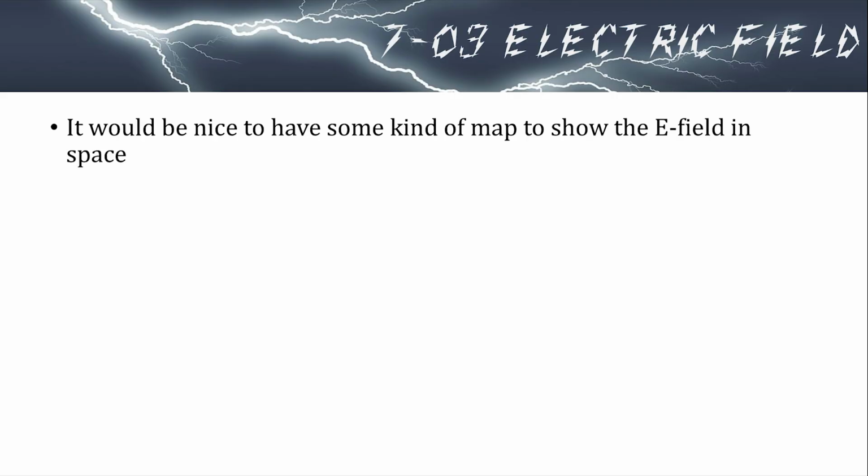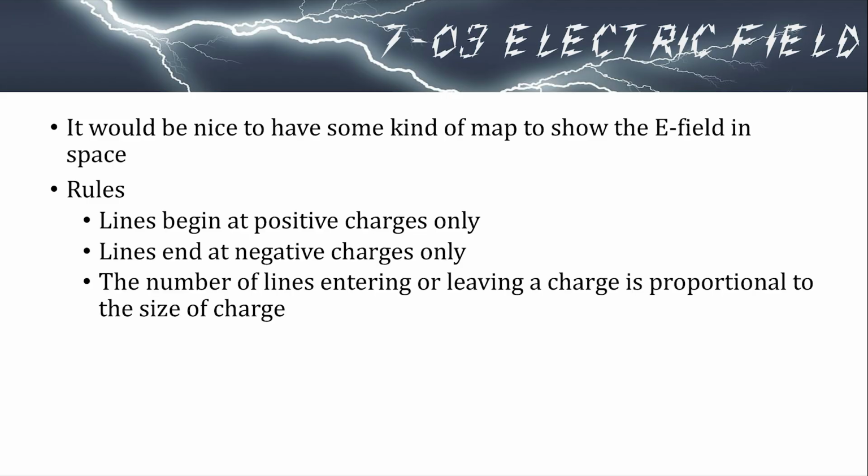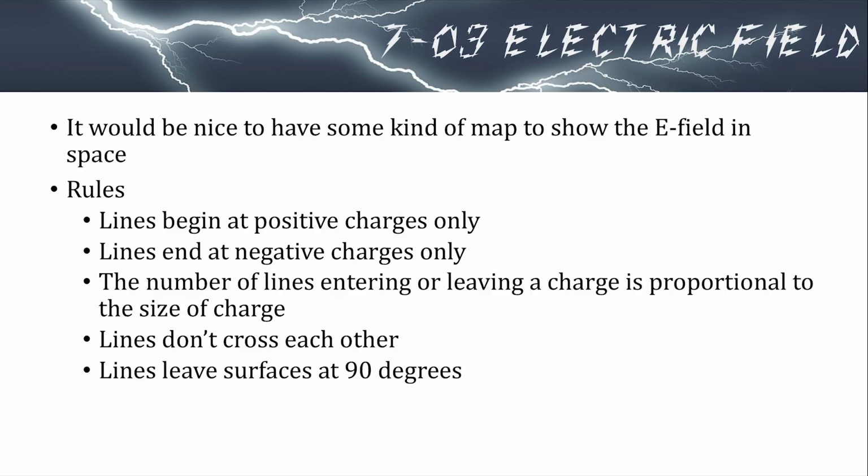It would be nice to have some kind of map to show the electric field in space. So here are the rules for making a map. The lines begin at positive charges, and they end at negative charges. The number of lines entering or leaving a charge is proportional to the size of the charge. So if one charge is twice the size of another charge, it should have twice as many lines. The lines don't cross each other, and they leave a surface at 90 degrees.